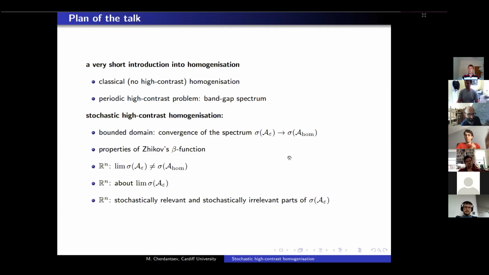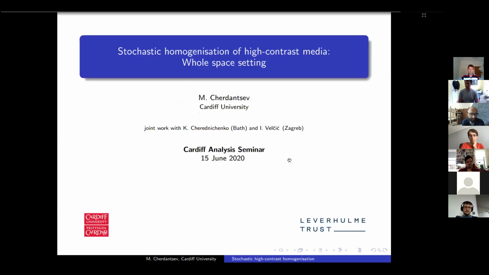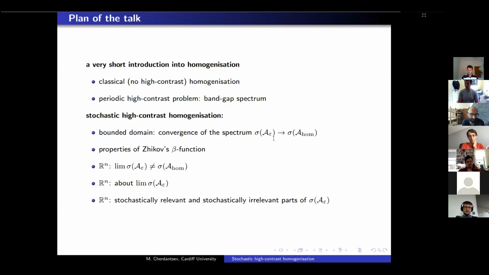So we started this project quite a while ago now, and a couple of years ago we published a paper about stochastic high contrast homogenization. When I say we, I mean myself, Kirill Cherednichenko, and Igor Velcic. That paper was about the bounded domain setting, and things in the bounded domain setting were quite simple compared to what you have in the whole space setting. So the main focus of this talk is the whole space setting.